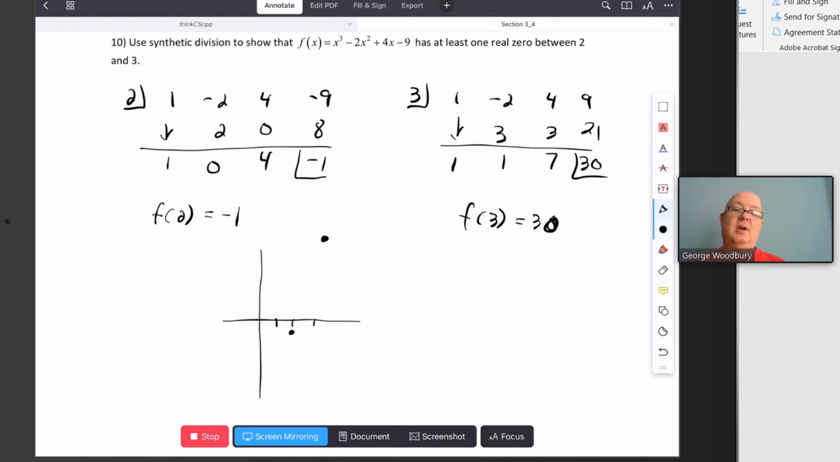Also, regarding the boundedness theorem in the next video, notice that I divided using a positive value of c here, and that all the values in this row are positive. That means that there are no zeros to the right of positive 3. But you'll see that in the next video.